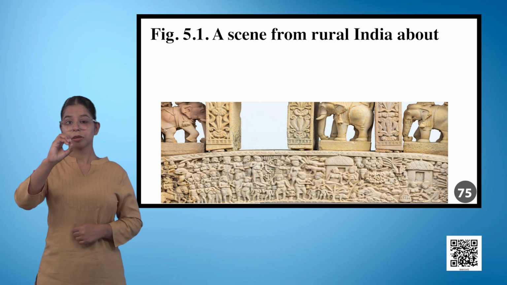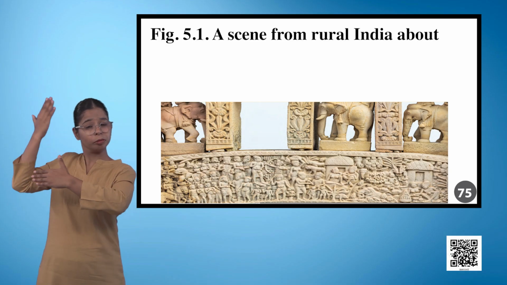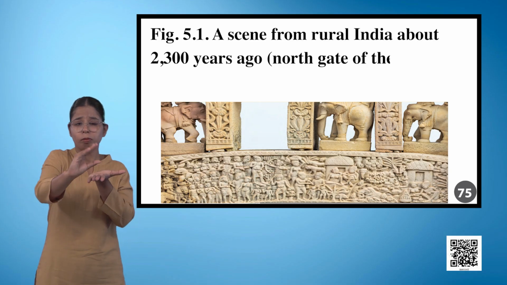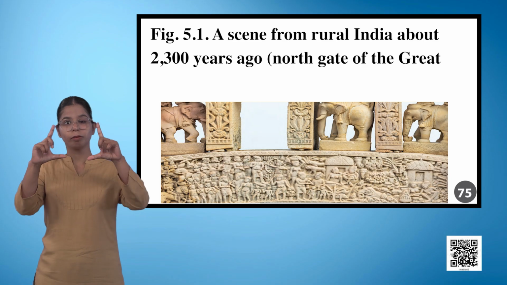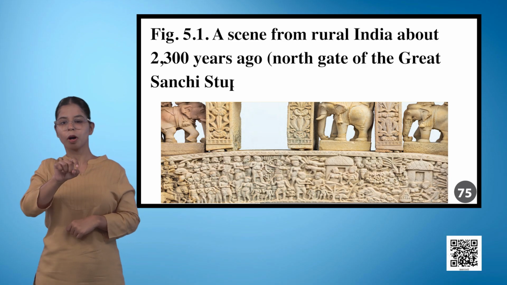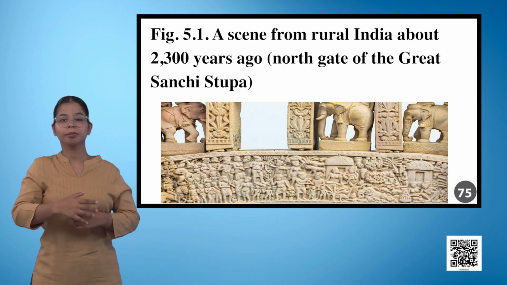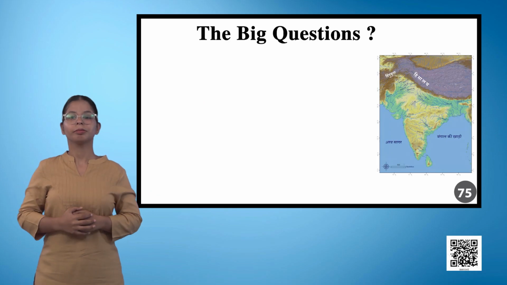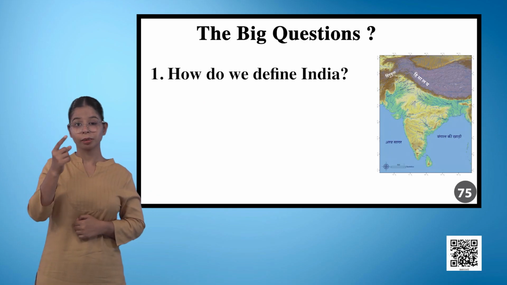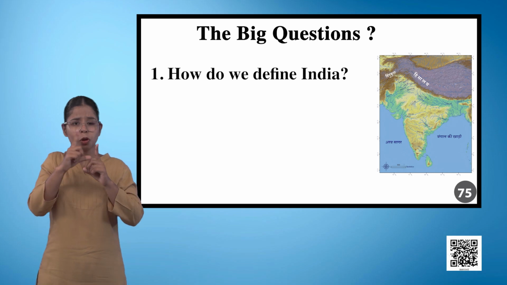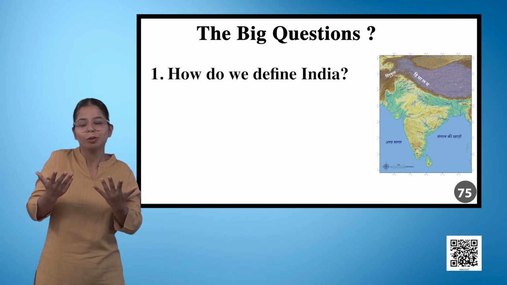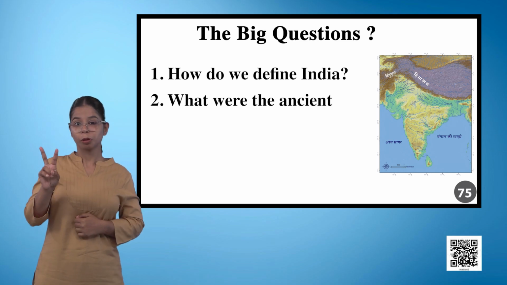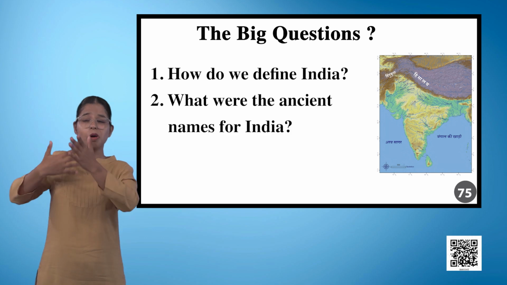Here we have figure 5.1, a scene from rural India about 2,300 years ago, north gate of the great Sanchi Stupa. The big questions. 1. How do we define India? 2. What were the ancient names for India?